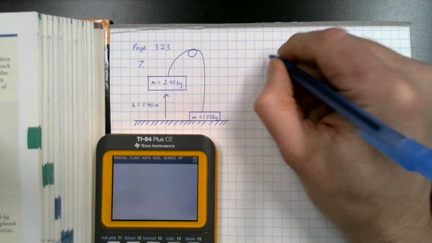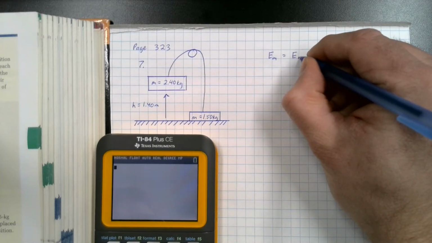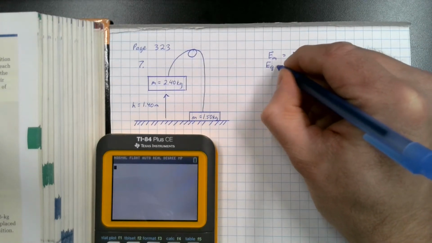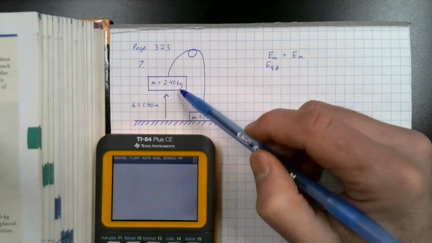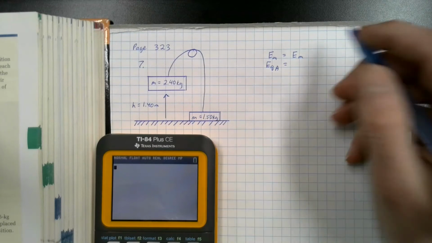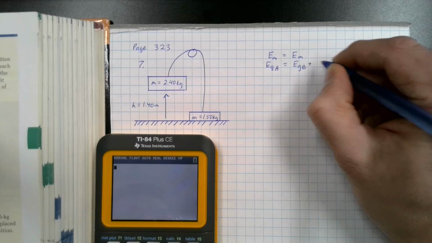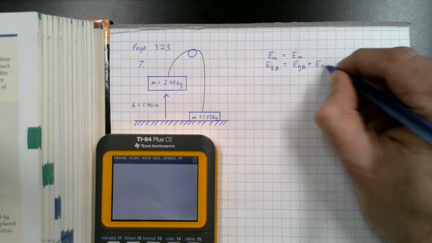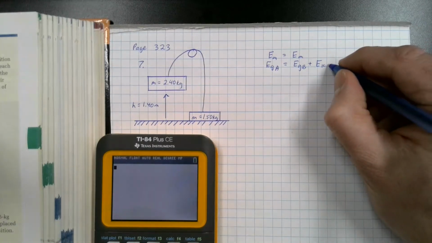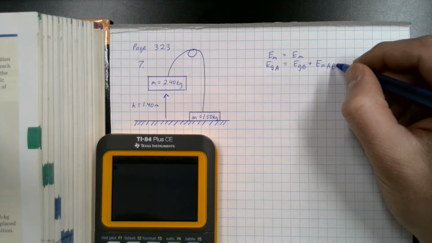So we know that our mechanical energy at the start will equal our mechanical energy at the end. When we start off, we simply have the gravitational potential energy of object A, our 2.4 kilogram mass. At the end, our object B is going to go up in the air, so we're going to have gravitational potential energy due to B, and we're going to have kinetic energy. Both of these are going to be moving at the same speed, so I'm going to call that kinetic energy AB. In this case, that's what we're looking for.